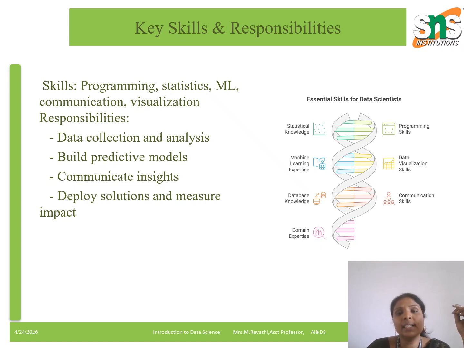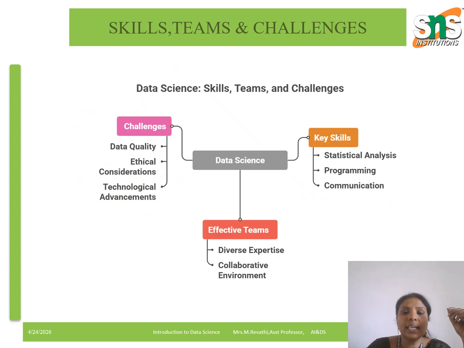So what are the key skills and responsibilities? Programming, statistics, ML, communication and visualization are the skills. The responsibilities are data collection and analysis, building predictive models, communicating insights, deploying solutions and measuring impact. Next are skills, teams and challenges. In data science, we have skills, challenges and effective teams. In skills, we use statistical analysis, programming and communication. Challenges include data quality, ethical considerations and technological advancement. Effective teams need diverse expertise and a collaborative environment.